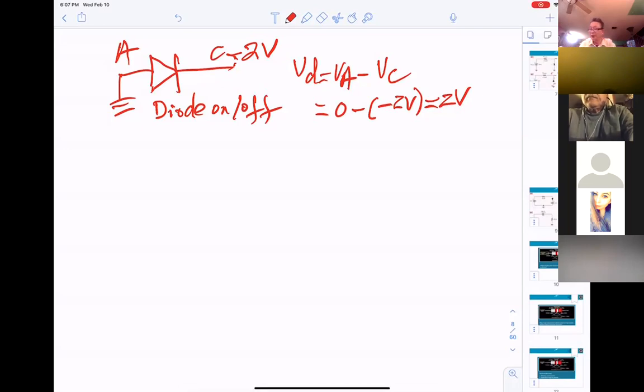And that will be greater than 0.7 volt, and the answer will be on. Is it okay? Yes. Okay.